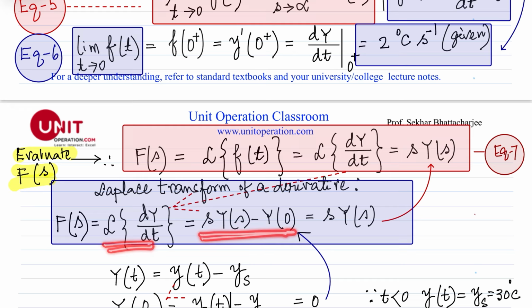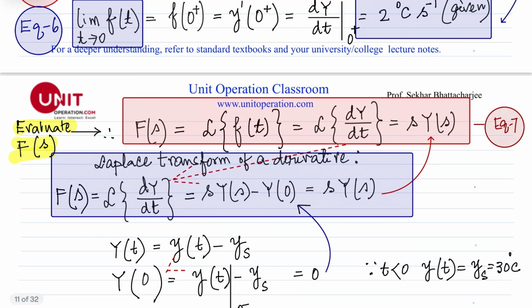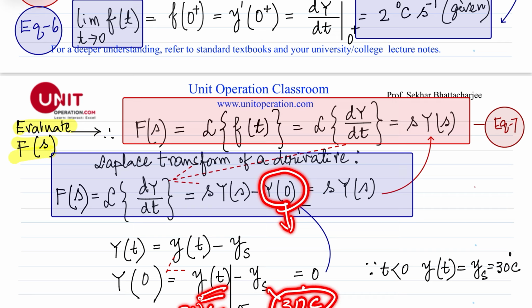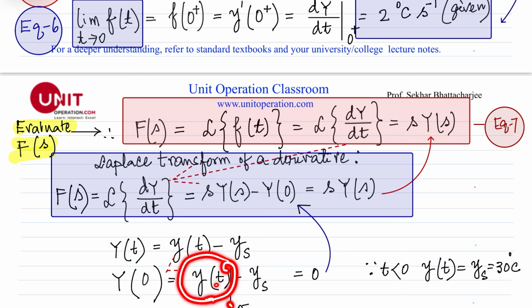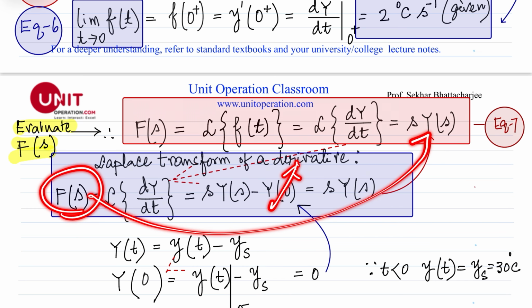Now here, y(0) is the value at time t equals 0. We know this deviation function is equal to 0, because at time t equals 0 the temperature was 30 degrees Celsius, and the initial steady state temperature was also 30 degrees Celsius. At time t equals 0 plus it keeps on changing, but at t equals 0, this is also 30, this is also 30. So this is equal to 0. So this F(s) is going to be equal to sY(s).